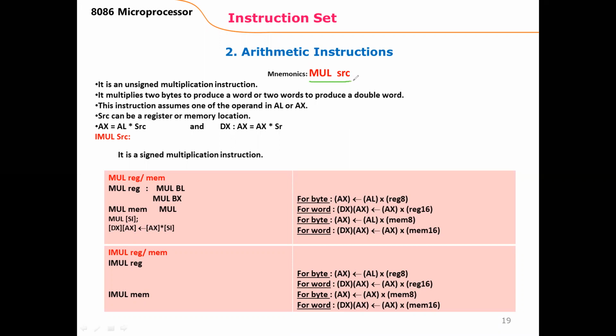Multiplication instruction format is this: MUL, and we need to specify the source. Again, this source can be a register, a memory, or a memory in form of indirect addressing mode, means we can have MUL and bracket BX. Means we need to take the content of that location whose effective address is given in this.